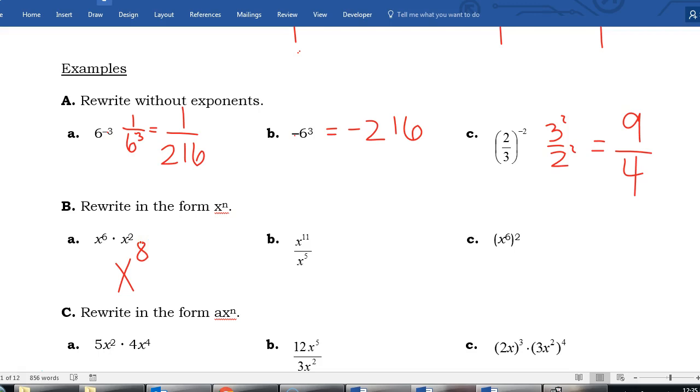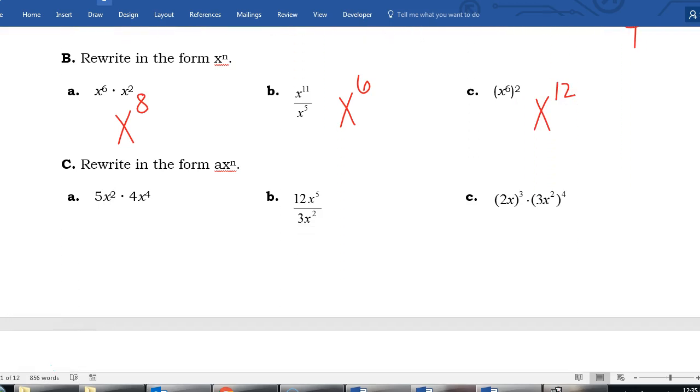This is the rule where I want to subtract. My base stays my base. 11 take away 5 is 6. Remember, if I have 5 on the bottom, they're going to cross off with 5 on top, which means I have 6 left over. And if I have 6 x's and then 2 groups of 6 x's, that means I have 12 x's all together.